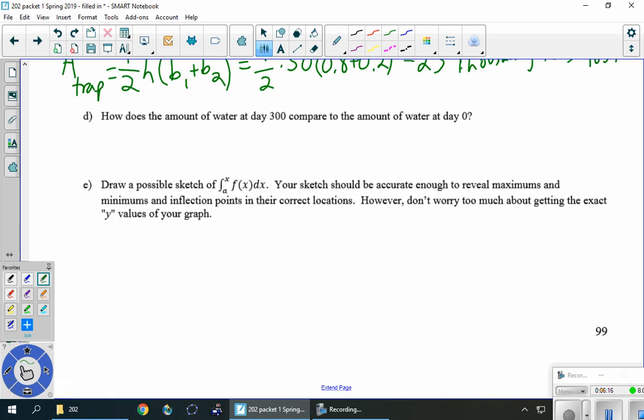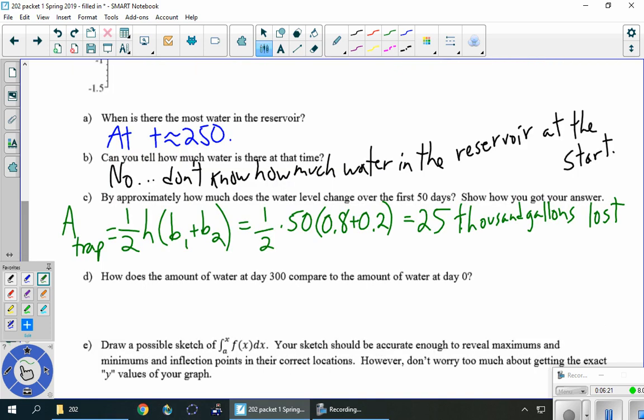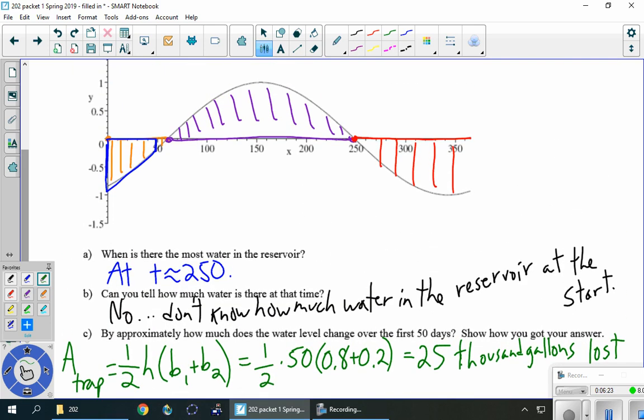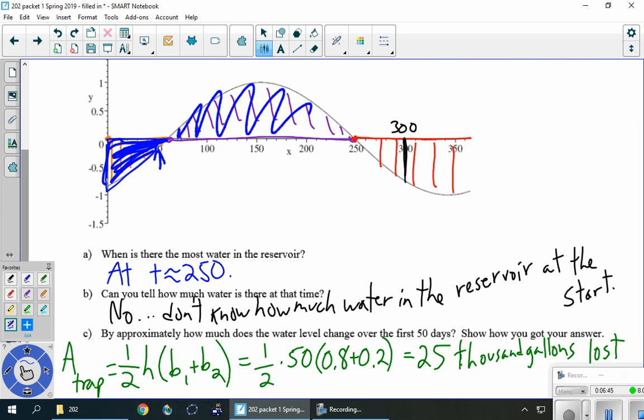D, how does the amount of water at day 300 compare to the amount of water at day 0? Okay, let's take a look. So 300 is not quite the end of this graph, so I'll put a line here at 300. 300 right there. And so I'm interested in knowing, we've got the amount of water decreasing by this area here for all of the orange, including the extra stuff from 50 to 60. But then we've got purple area gain, and then we've got part of this red area lost up until that line, but don't go all the way out here.